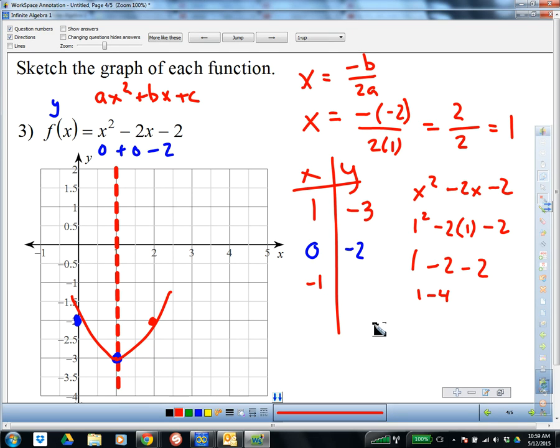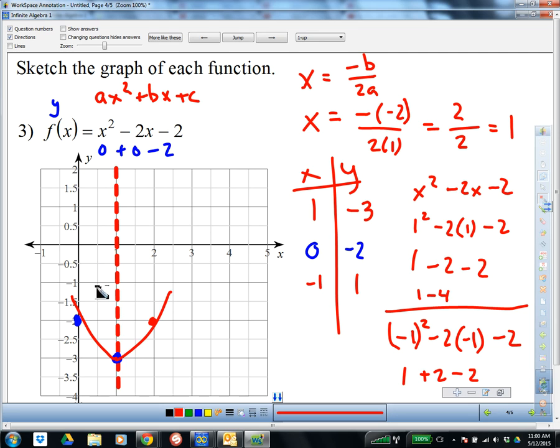How about negative 1? If we show our work down here, it would be negative 1 squared minus 2 multiplied by negative 1 minus 2. I'm using the same exact formula up there, the same equation. Square this and it turns into a positive 1. Multiply these together and you get plus 2 minus 2. So plus 2 minus 2 turns into 0. And so you get a 1 out. So this is negative 1 comma 1.